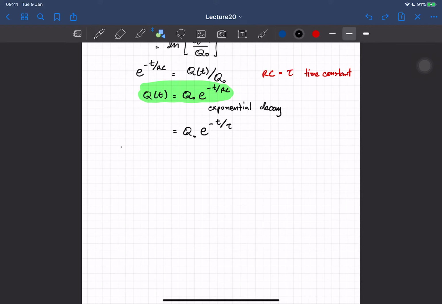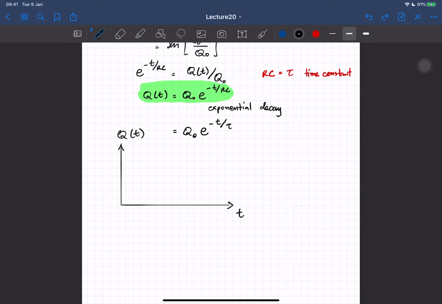So if you plot the charge as a function of time, we can, right, because we know how it behaves, right? So it's going to start at the initial value, and you can see that the initial value is indeed Q0, because if you take t equal to 0 here, e to the power of 0 is 1.